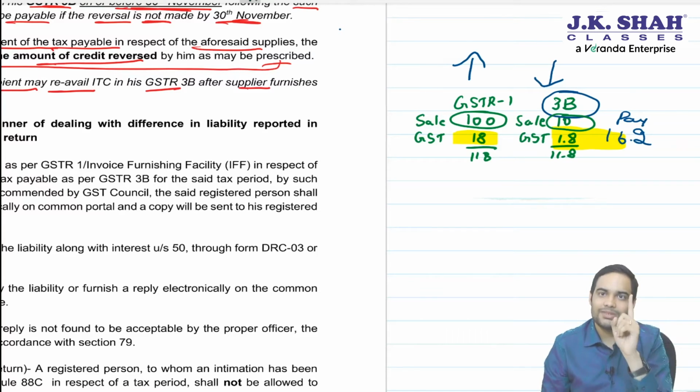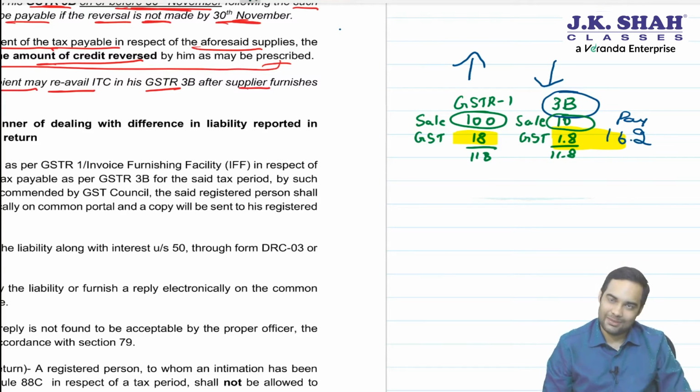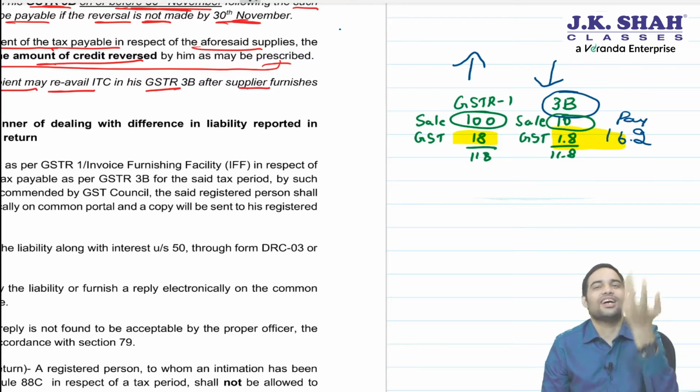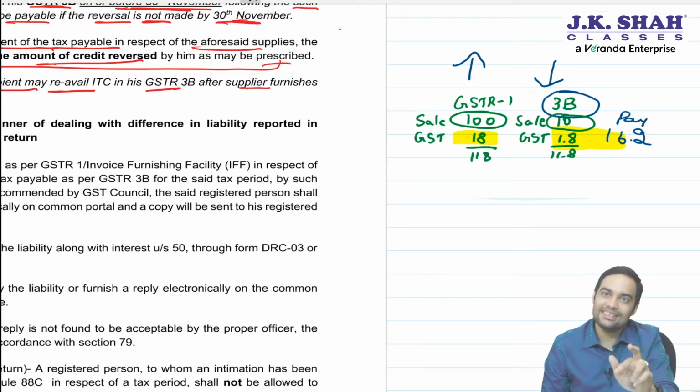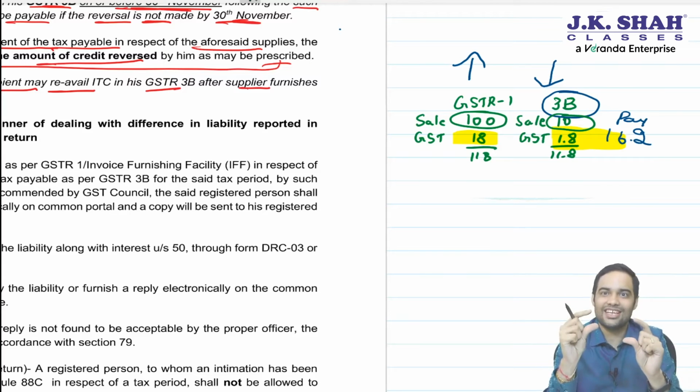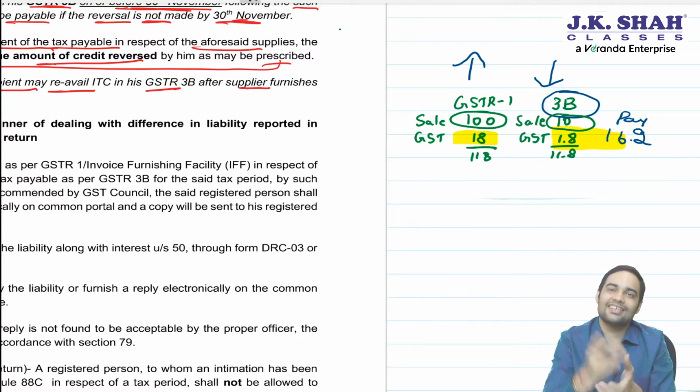But for your exams, the most important point is, if you don't reply or don't pay, then the system will not allow you to file GSTR-1 for the subsequent tax period. Clear? Sir, what if the reply is not satisfactory? Then the officer will recover the amount under section 79, because this is a self-assessed tax. You are only self-assessing. If there is a difference between 1 and 3B, it's a self-assessed tax. It can be recovered under section 79.